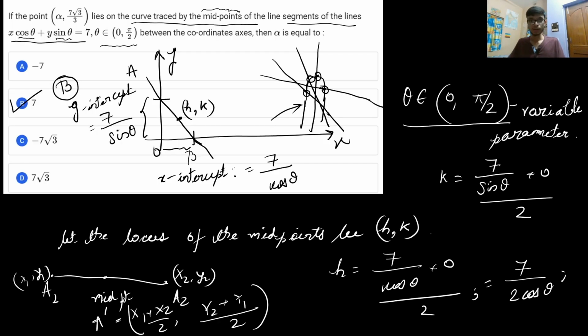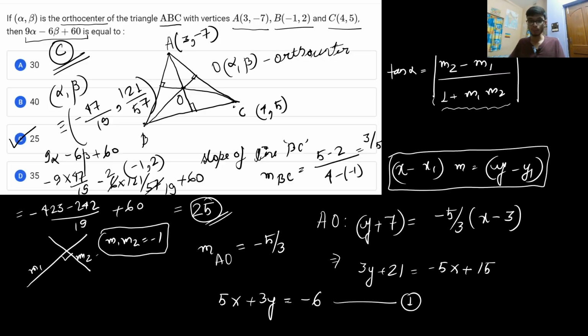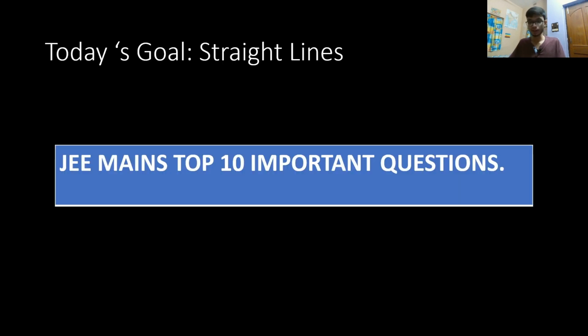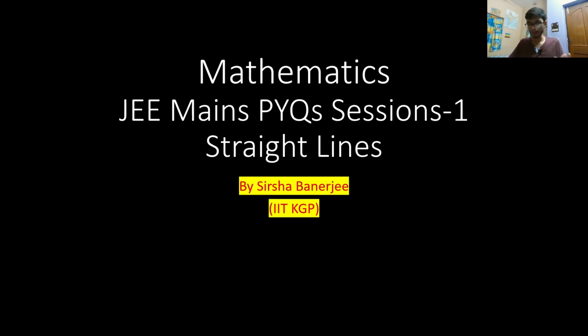With this, I come to the end of the top 10 important questions on straight lines. That was my take on 10 important previous year questions on straight lines. I hope you have enjoyed the session and understood the importance of these problems, because these types of problems will be repeated in an examination. You can find these or similar problems coming up in your JEE Mains paper. So all the best for your upcoming examination, and keep watching and keep preparing.